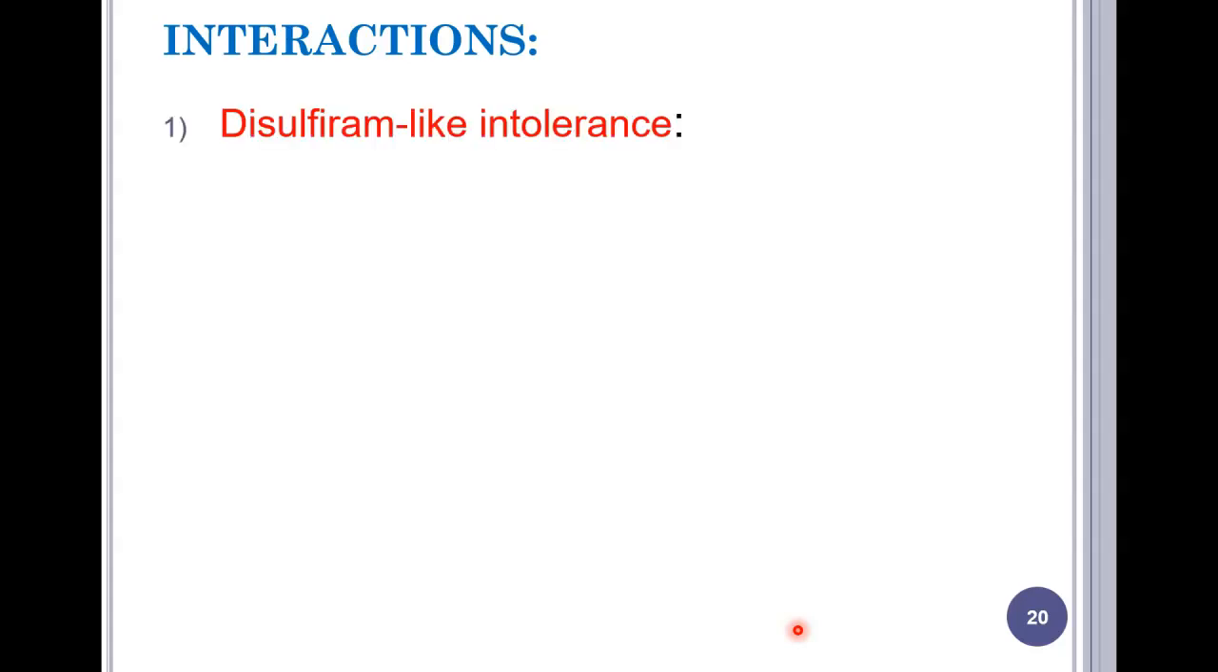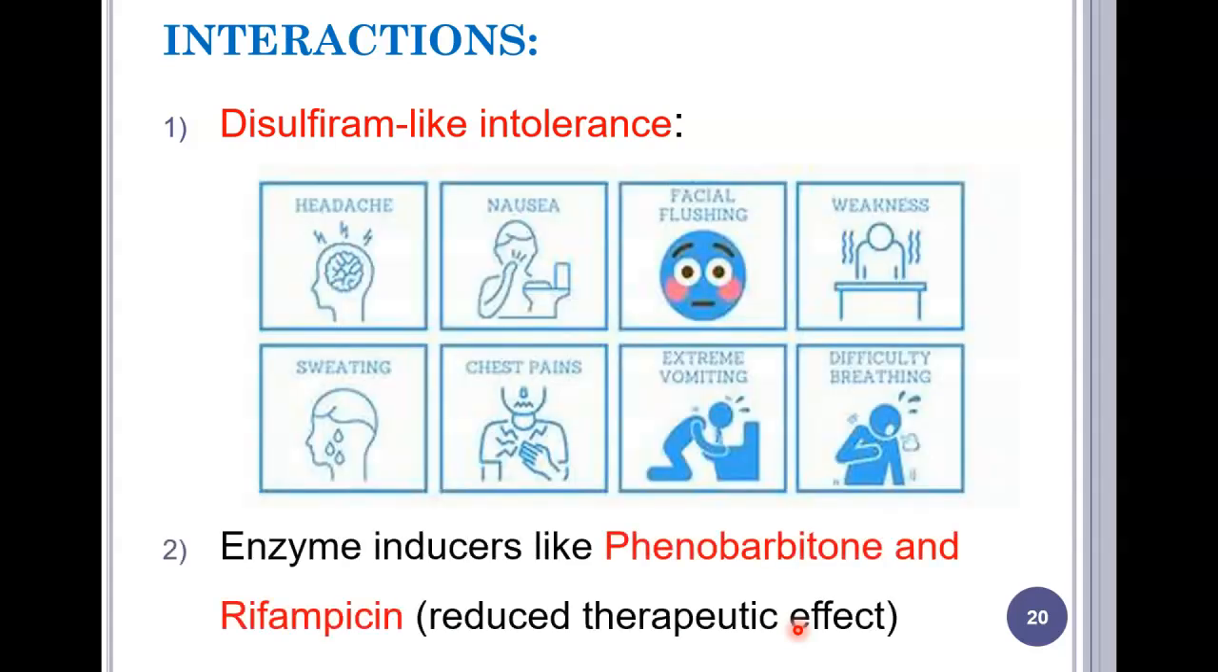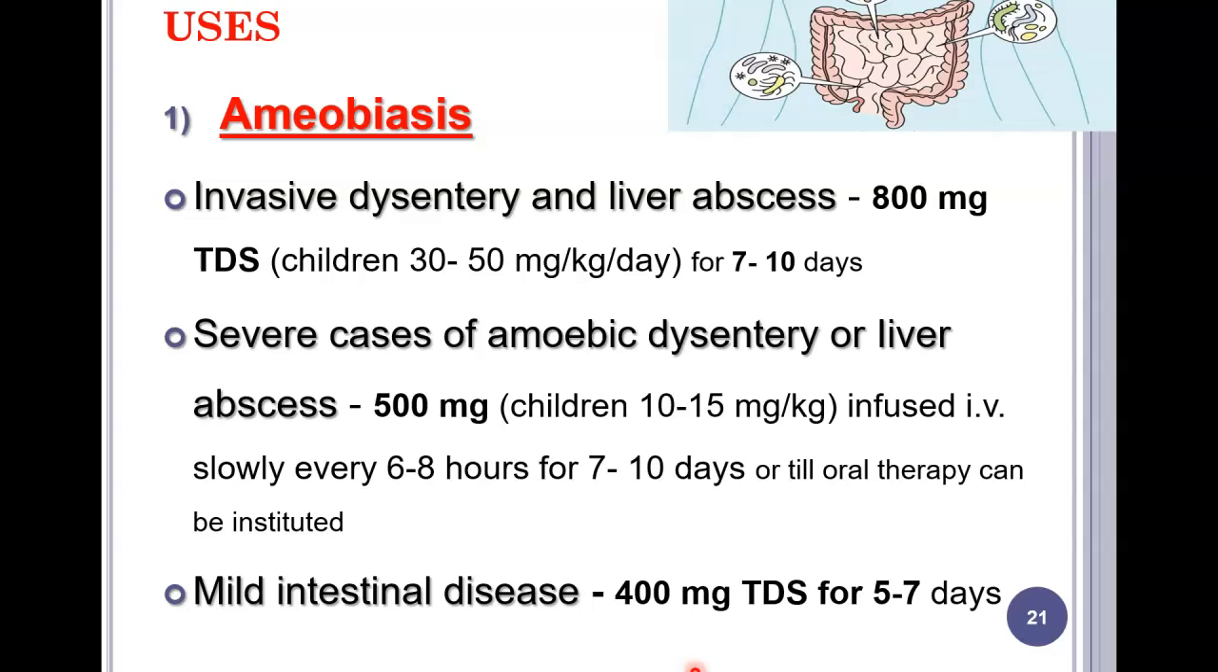Important drug interactions of metronidazole. It causes disulfiram-like intolerance. If patients consume alcohol while on metronidazole, they will develop distressing symptoms of headache, nausea, facial flushing, weakness, sweating, chest pain, extreme vomiting, and difficulty in breathing. So the patient should be advised not to consume alcohol while on metronidazole. Enzyme inducers like phenobarbital and rifampicin will reduce the therapeutic effect of metronidazole.